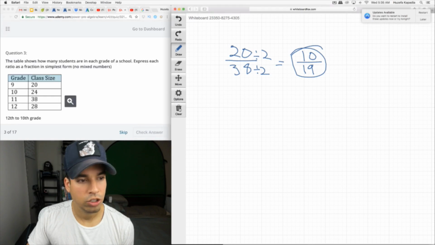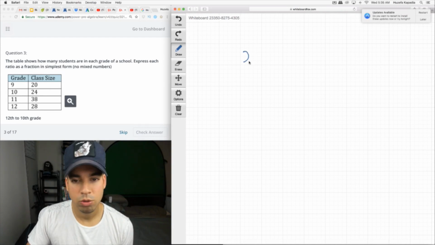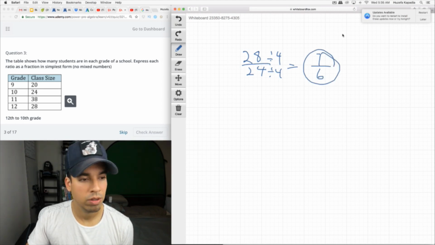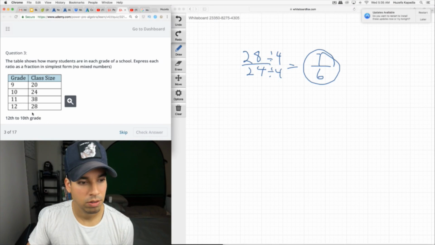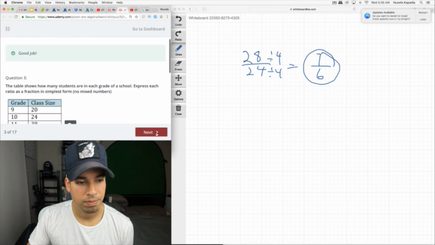All right, question number 3. We have 12th to 10th grade. Notice the order. We're doing 12th first, which is 28, over 10th grade, which is 24. The top and bottom can again be divided by 4, and we get 7 over 6. All right, that's all we're doing for fraction reduction. 7 over 6.